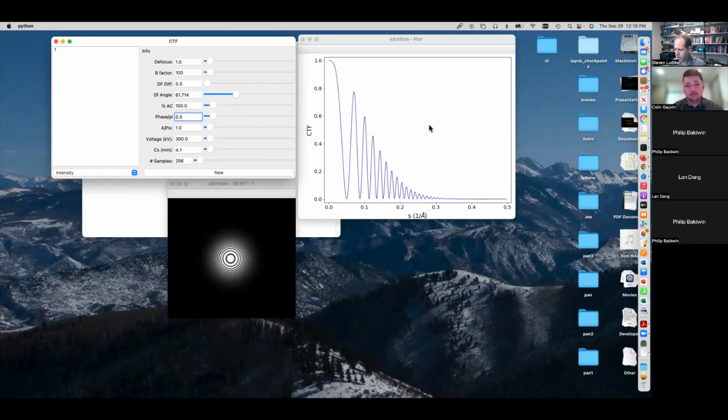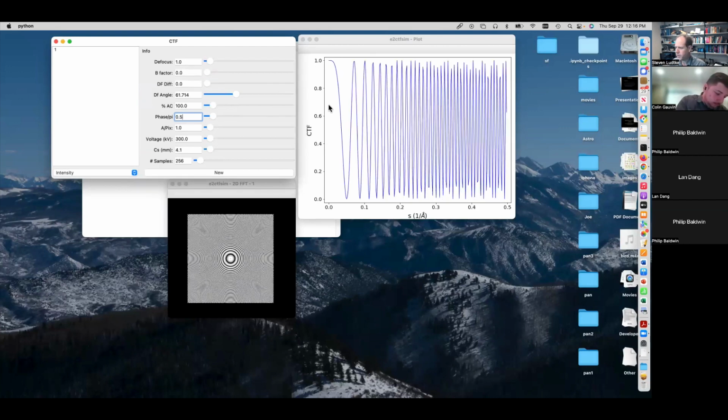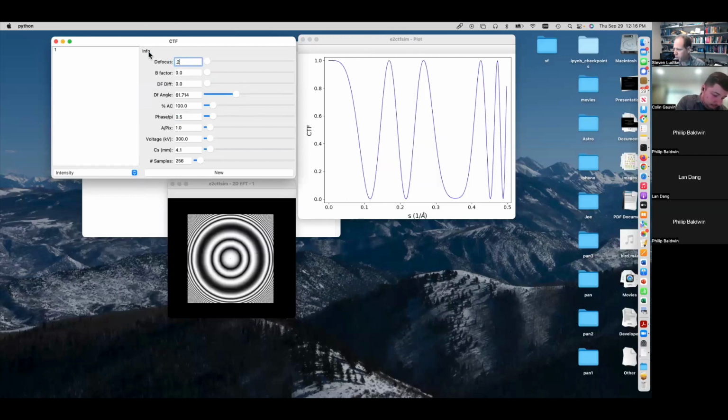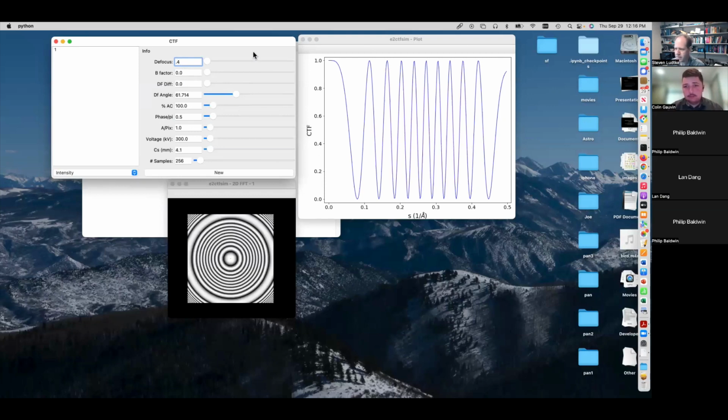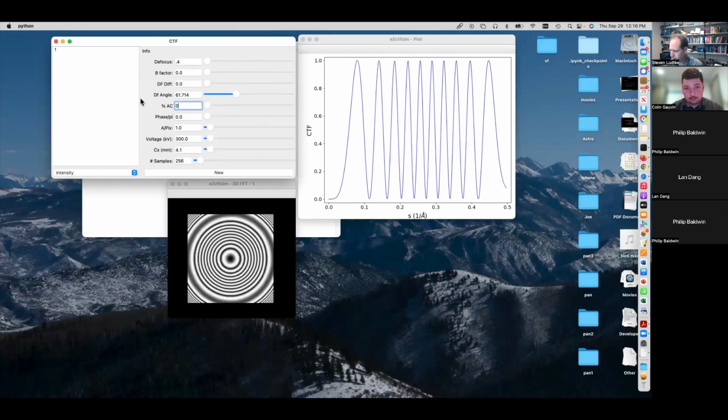Now, if we look at our CTF curve over here, let me go ahead and do this. I'm going to set the B factor to 0, so we don't have any decay, and I'm going to set the defocus to something smaller, so the ripples aren't getting undersampled. Maybe 0.4 or something. Yeah, that's pretty good. Okay, so now we have our CTF pattern here, and now we're going to set our amplitude contrast back to 0. So this would be what we get from a pure phase contrast image.